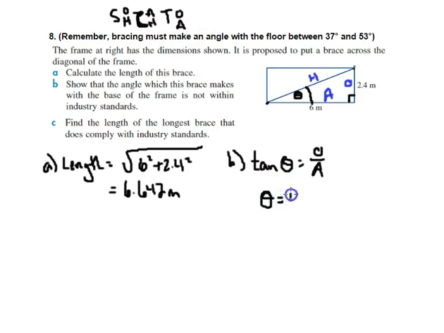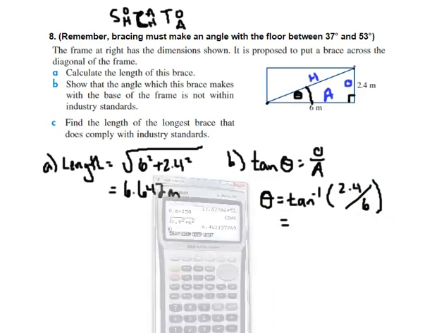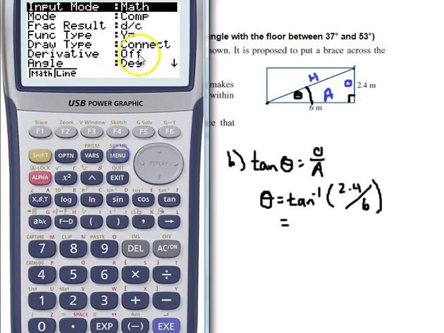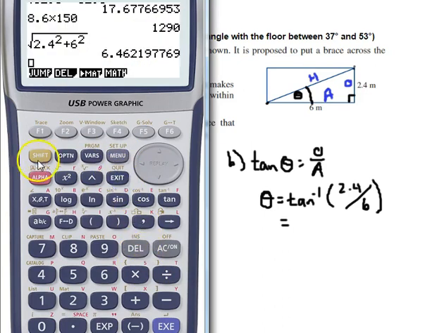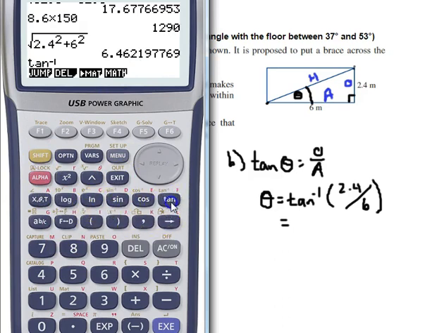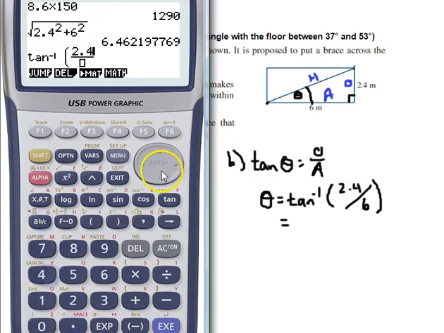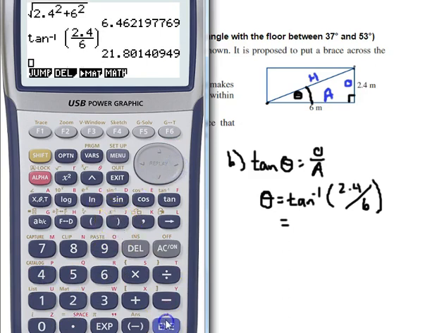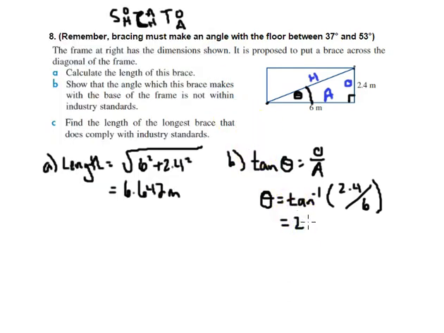So we know that theta is going to be tan -1, and we're going to sub in our values for O and A of 2.4 over 6. We're going to put that into our calculator. And guys, make sure you're in degrees. To check that, I went Shift menu and made sure that angle was in degrees. So we're going to go Shift tan, put a bracket, 2.4 over 6. I need to close the bracket. And that gives me 21.8 degrees. Well outside the industry standards. That brace is too long.